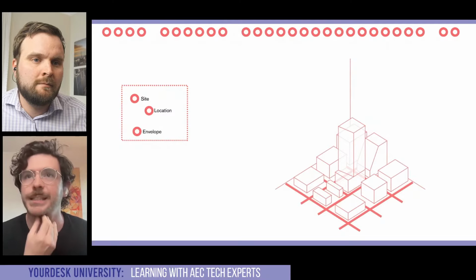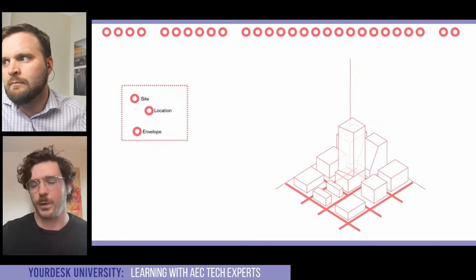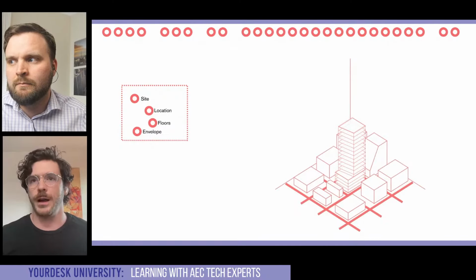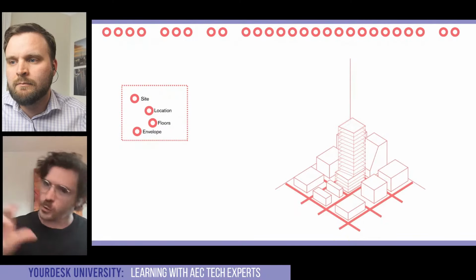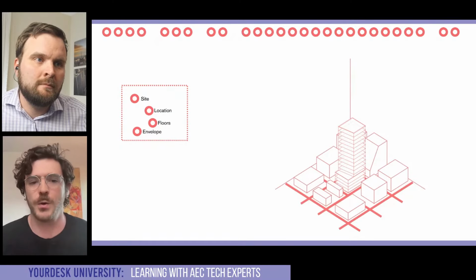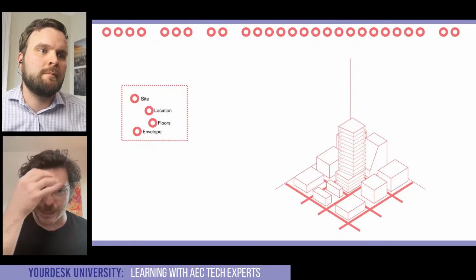And all of these systems talk to each other. So if I pull in floors, the floors are always adapting to the envelope strategy that I've pulled in, and the structure is adapting to where the floors are, and so on and so forth. So that's the theory behind Hypar. What does it look like in practice?